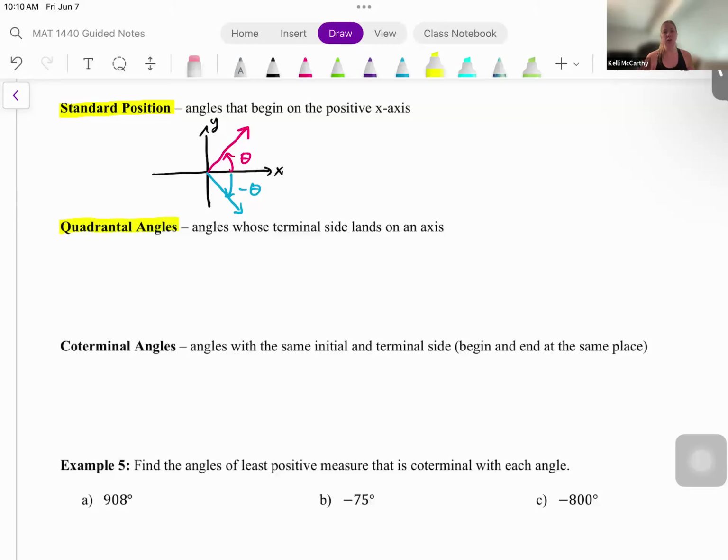Quadrantal angles are angles whose terminal side lands on an axis. So again, starting from our positive x-axis, landing on any other axis. Our first quadrantal angle terminates on the positive y-axis, and this measure of theta is 90 degrees. Our next quadrantal angle starts at the positive x-axis and goes all the way to the negative x-axis, and this measure of theta is 180 degrees.